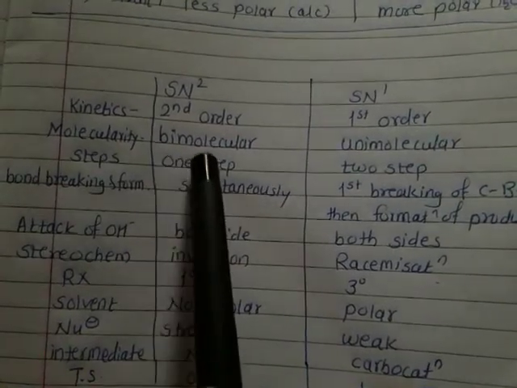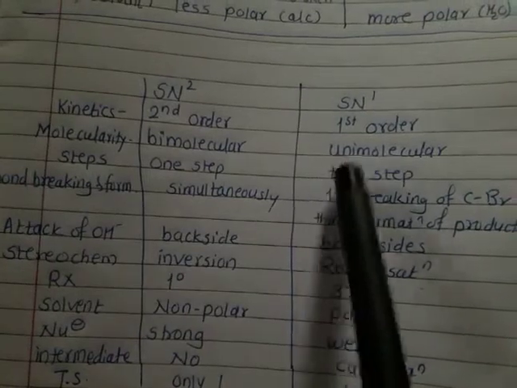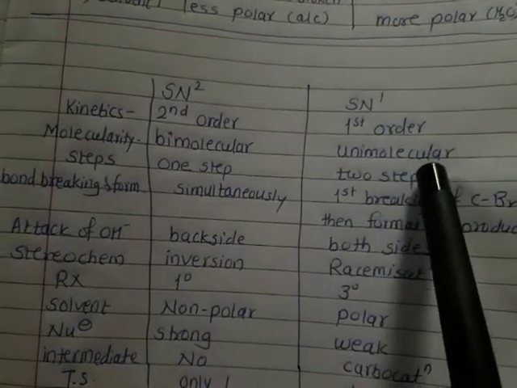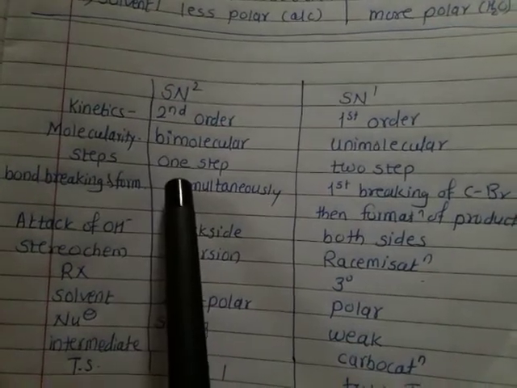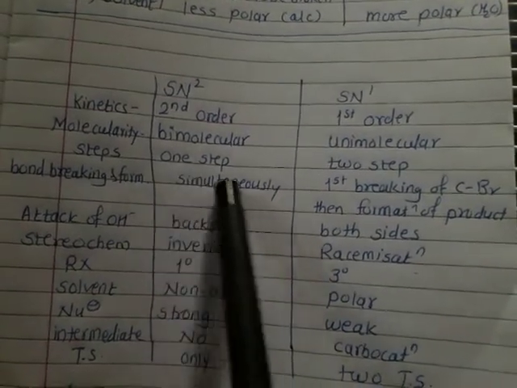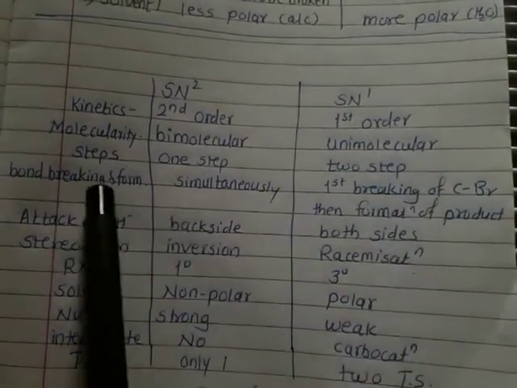Molecularity: SN2 is substitution nucleophilic bimolecular, and this is a unimolecular reaction. How many steps are involved in this reaction? SN2 reaction is carried out in one step and SN1 reaction takes place in two steps.